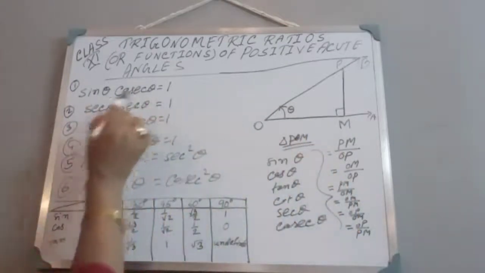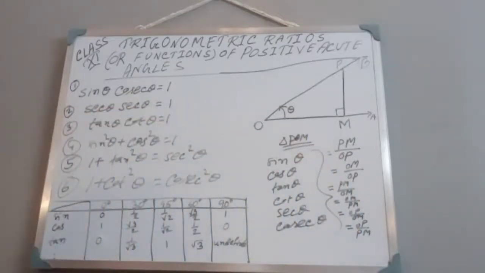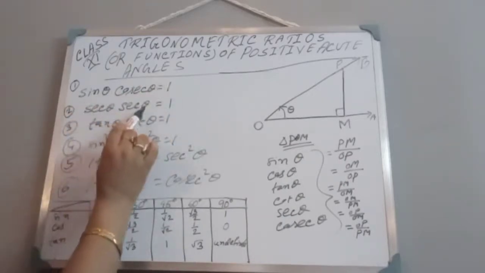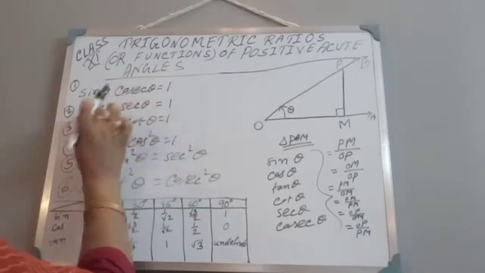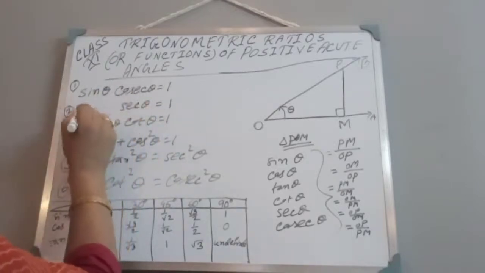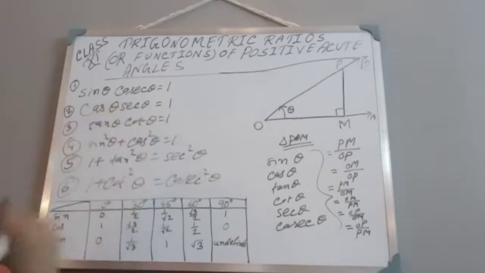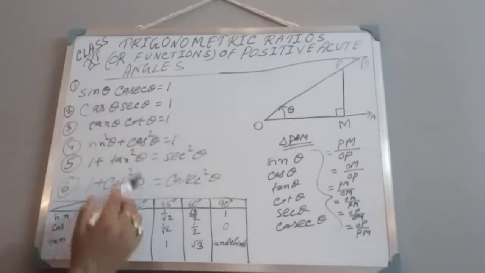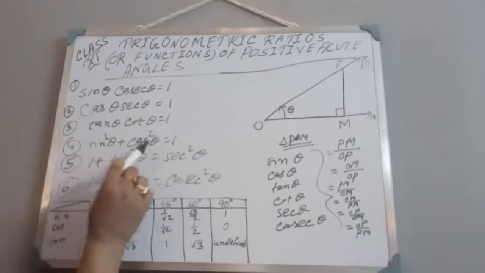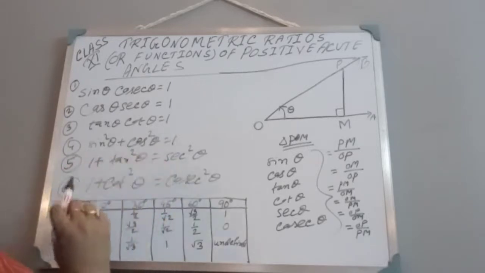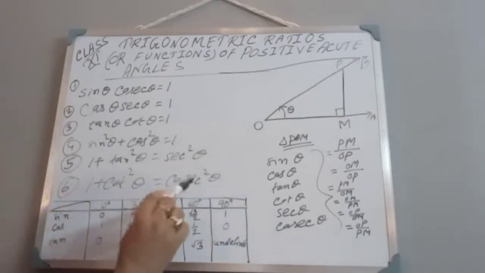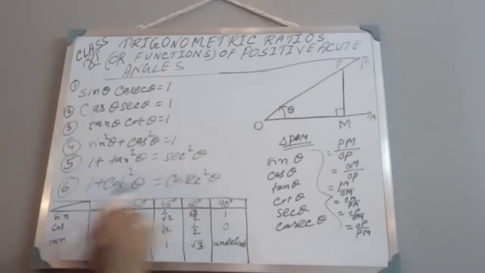Now we know this also: sin theta and cosec theta are reciprocal, so sin theta into cosec theta is equal to 1. Cos theta into sec theta is equal to 1. Tan theta into cot theta equals 1. And these also we know: sin square theta plus cos square theta is equal to 1. 1 plus tan square theta is equal to sec square theta. 1 plus cot square theta is equal to cosec square theta.